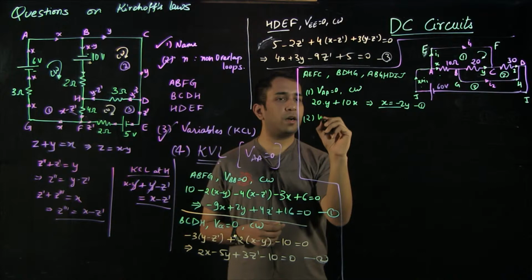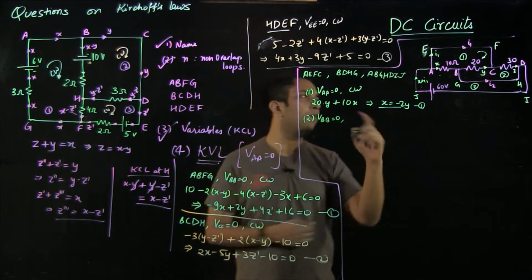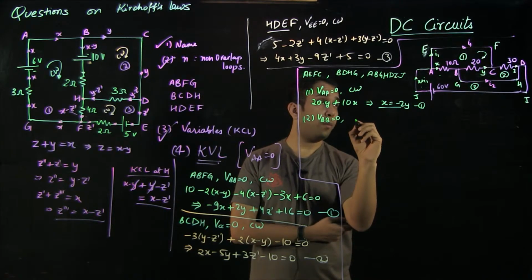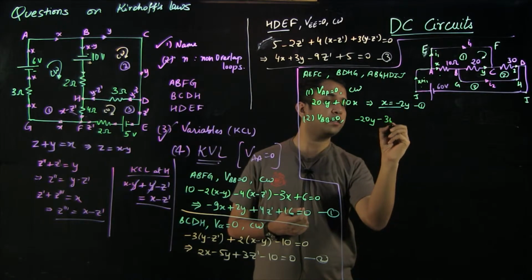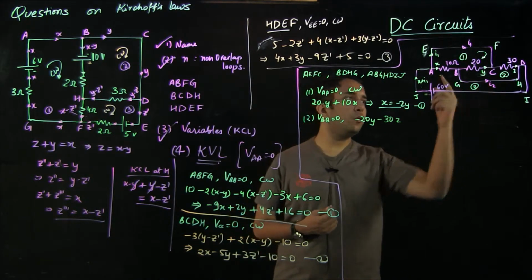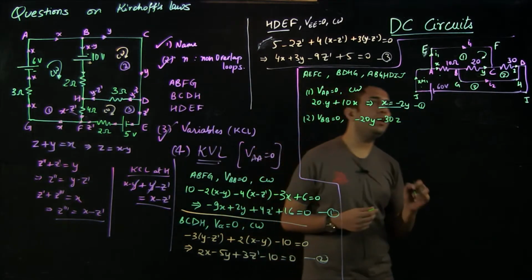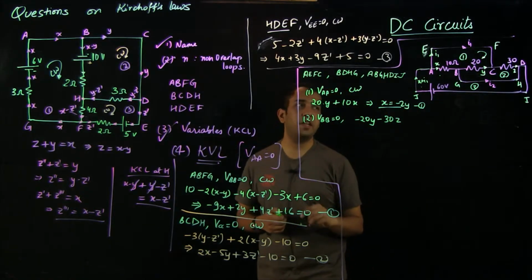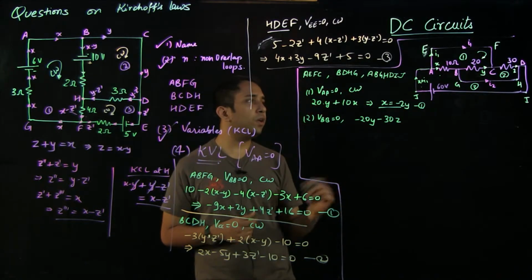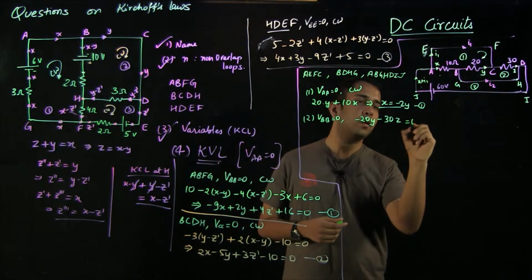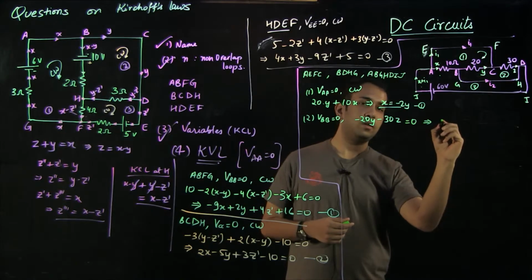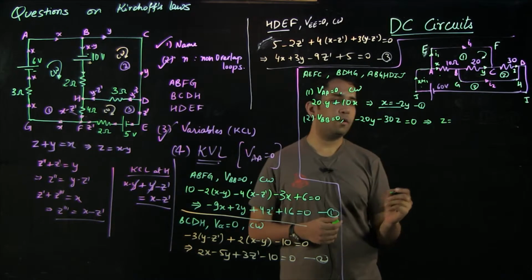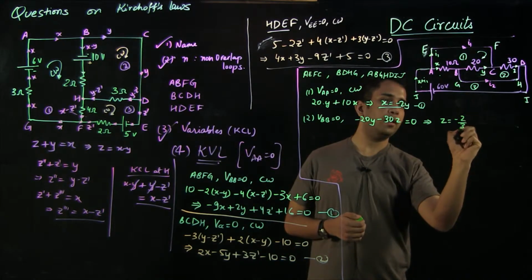The second is BDHG. So let's start from B in a clockwise sense. From B to C there is a drop of minus 20Y. From C to D there is a drop of minus 30Z. And then from D to B nothing is there, because although the current is there, we do not have any resistor, so it does not contribute to any potential difference, equal to 0. So this gives rise to Z equal to minus 2 by 3 of Y.